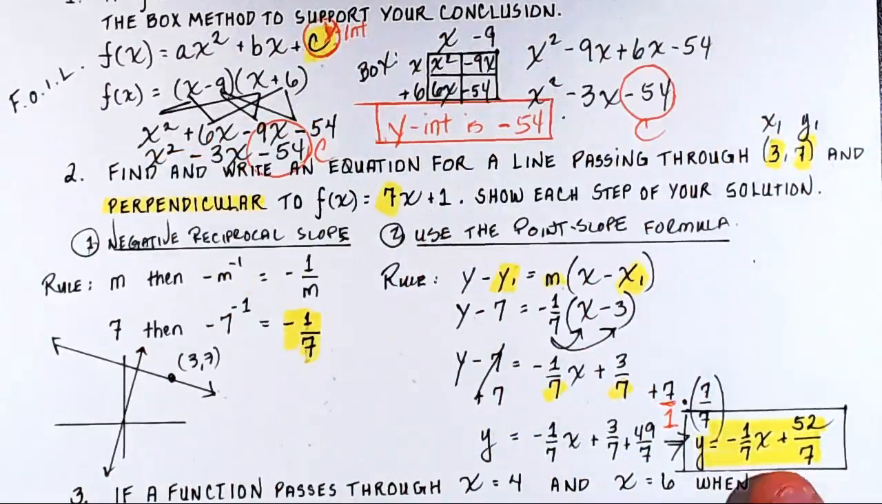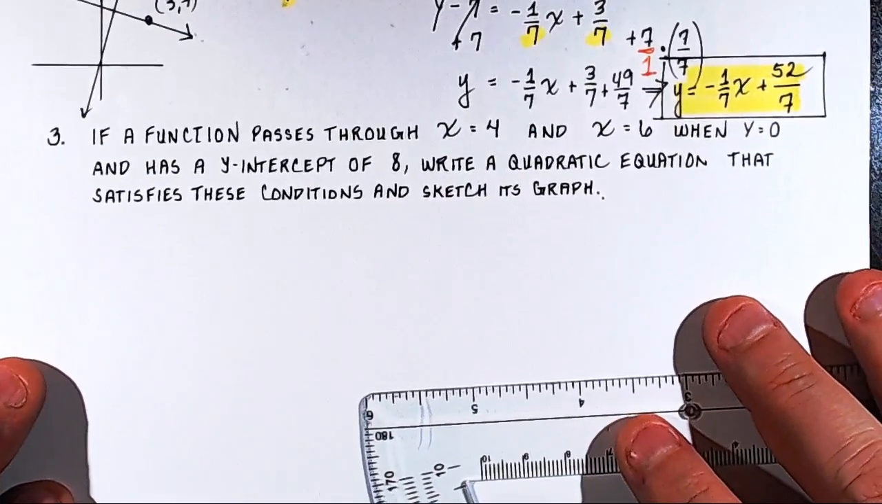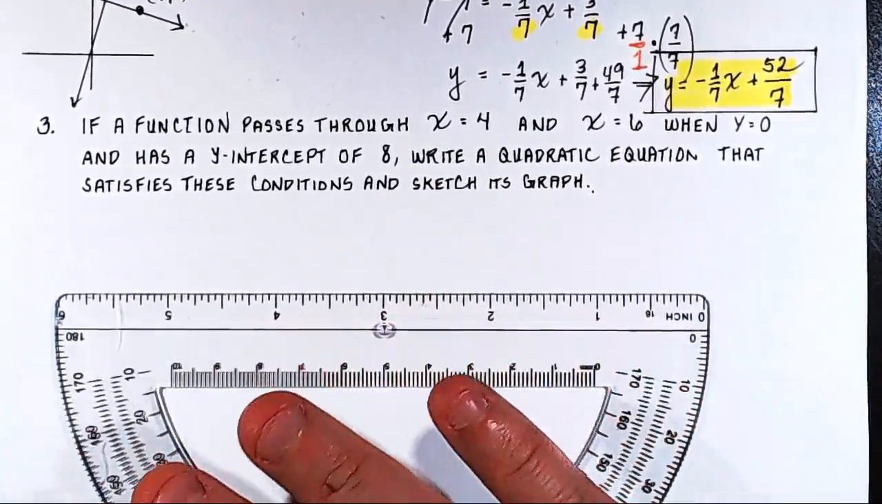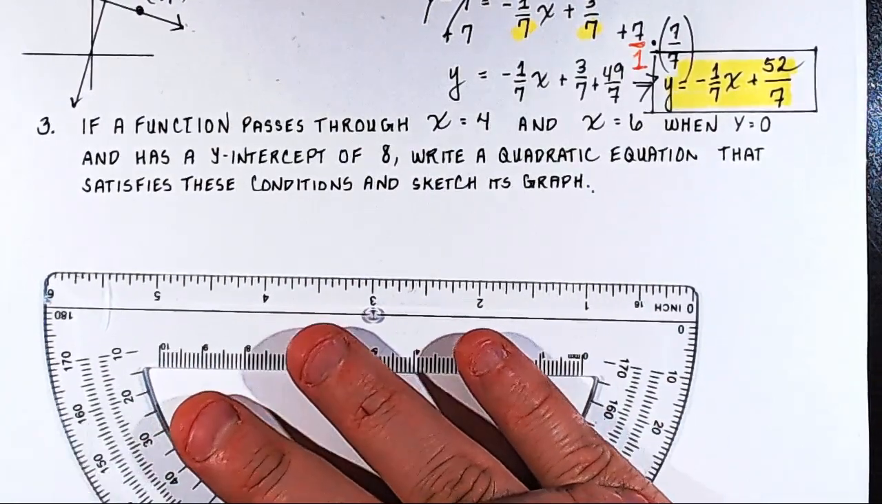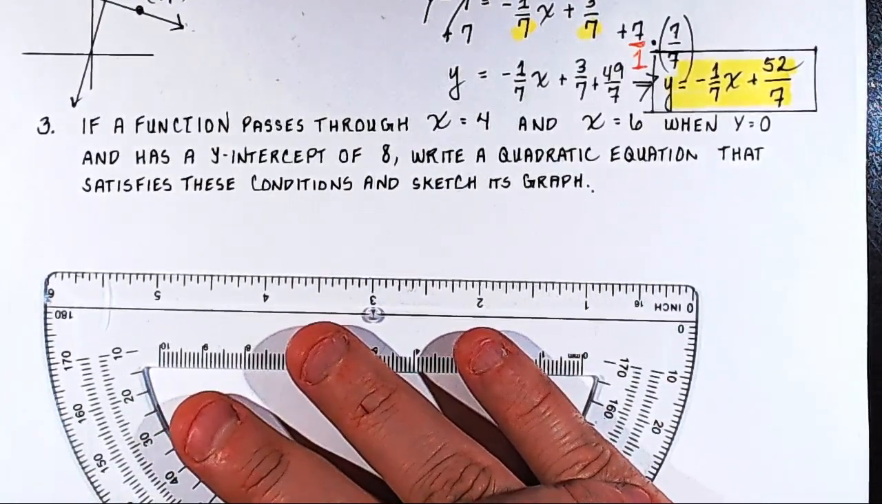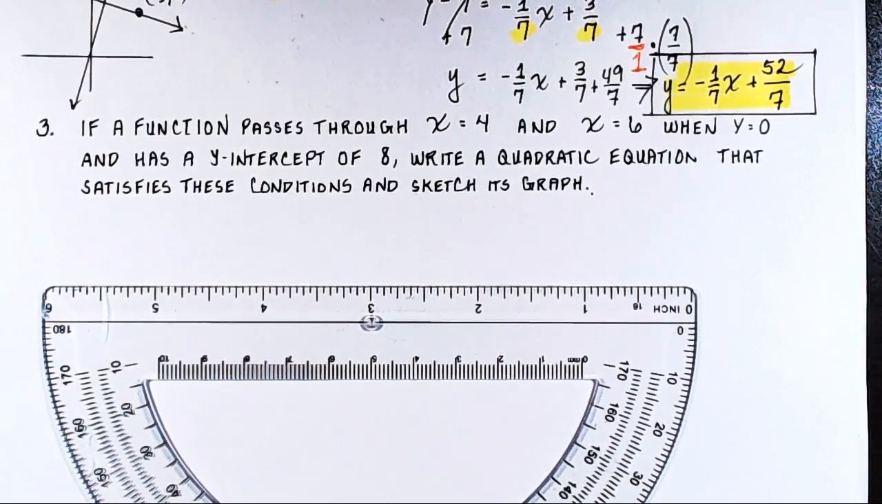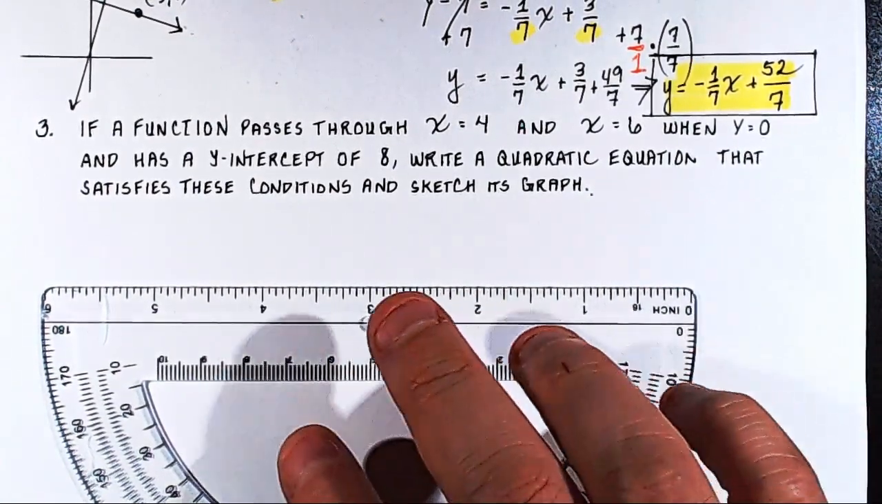Okay, on to number 3. I might go a little bit over my time, but not much. We're at 11 minutes now. So if a function passes through x equals 4 and x equals 6 when y equals 0, in other words, the zeros of the quadratic function are 4 and 6, and it has a y-intercept of 8, write a quadratic function that satisfies these conditions and sketch its graph.